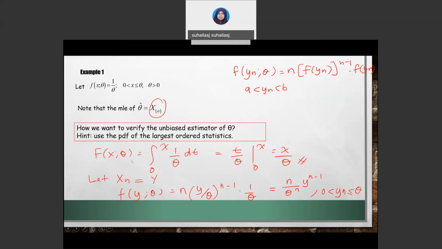So first you need to find capital F. F(x; theta) we need to integrate 1 over theta dt from 0 up to x. Solve this one and you find x over theta. Let's denote the largest order statistic as y, we use a different variable. So that means f_Y(theta) is n times capital F(y) over theta to the power n minus 1 times small f, your density function, 1 over theta. Simplify, you just write n over theta to the n, y to the power n minus 1, over the range 0 less than Yn less than or equal to theta.